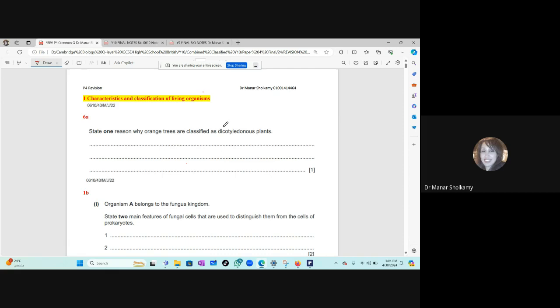What do you remember about dicot plants? What are the characteristics of dicot plants? Quickly. I'm not going to give you the answer. Please, you throw the answer. I'm not going to choose, so that we finish the 58 pages.